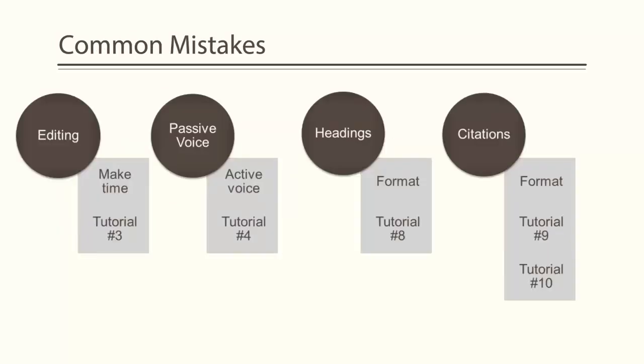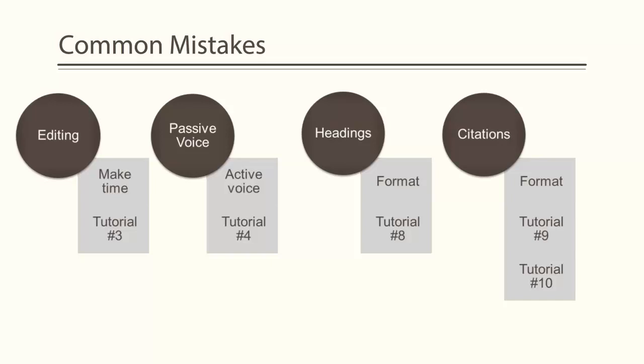There are 4 areas where students often make mistakes in APA. The first is poor editing. Often students can run out of time and skip editing, but it is an important element of your work. Tutorial 3 covers editing. Many students struggle with writing in an active voice and avoiding passive voice. View Tutorial 4 to see examples of each and how to convert passive voice to active voice.